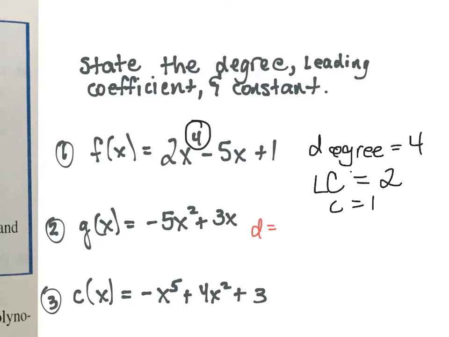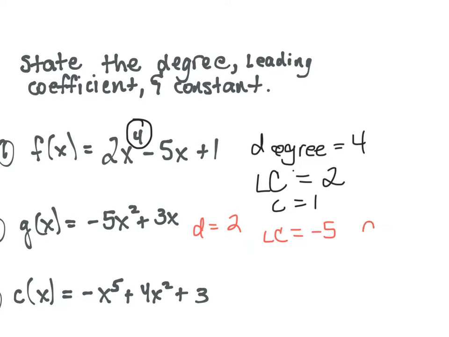So in this case, what's your degree? 2. Highest exponent is 2. What's your leading coefficient? -5. Good. And what's the constant? Constant. There isn't one, so you would say 0.